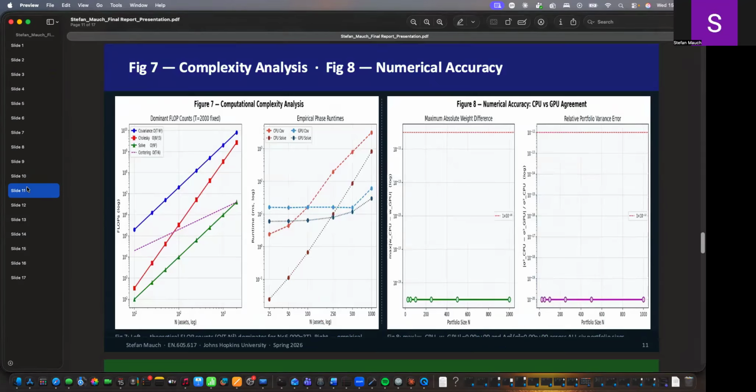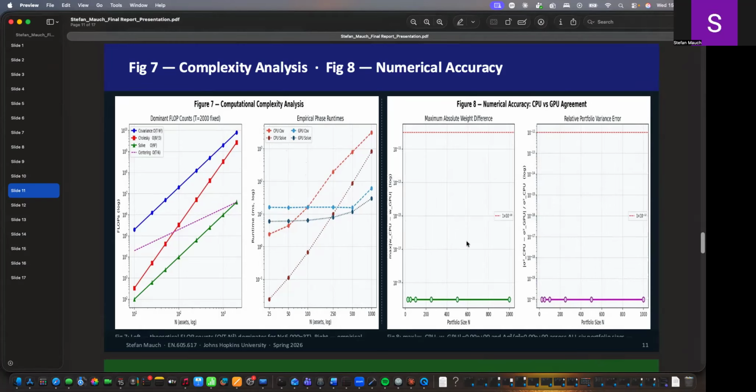So here, just same data basically. Also even on a log scale, GPU hardware executes much faster than CPU, especially at higher bandwidth memory. And on accuracy, the difference in portfolio weights. So on the right side, figure 8, it shows the end result. It doesn't show the execution time. It just shows the end result.